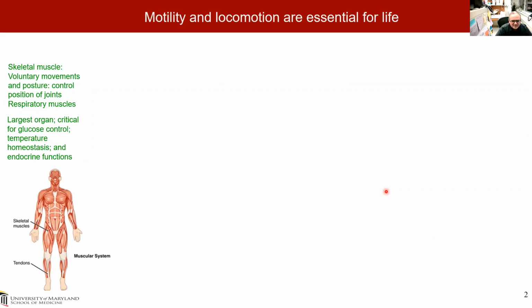Skeletal muscle is the largest organ in the body. It contains over 600 muscles. Muscle tissue is also important for metabolic and endocrine functions.